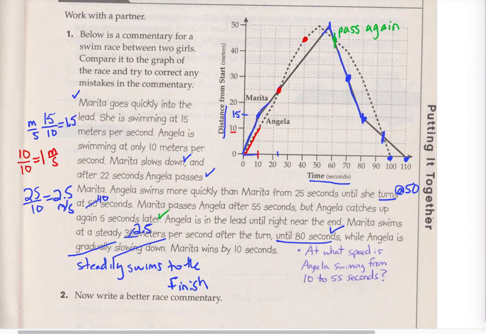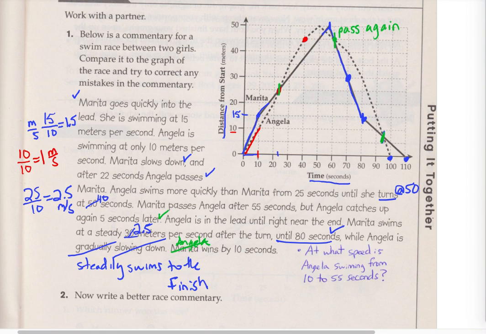So let's see, it says Marita wins. So who gets there in less time? So Marita is solid. Remember, Angela passed her again. That's where I'm going to put a third pass right here. So there's 3 passes here. One right here, one right here, and one right here. So it goes back and forth. It's a tight race. And it looks like this is not Marita. This is Angela.